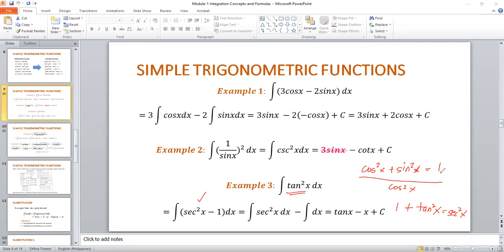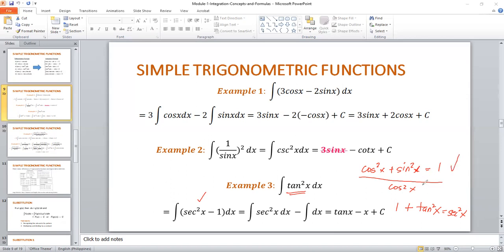Yes, Miss. No, it did not go anywhere. This cosine squared x was distributed to this 3. Cosine squared x divided by cosine squared x is 1. Sine squared x over cosine squared x is tangent squared x. 1 over cosine squared x is secant squared x. So it's not gone. What you did is you distributed the cosine squared here as a divisor for all this. This is a standard identity, by the way.